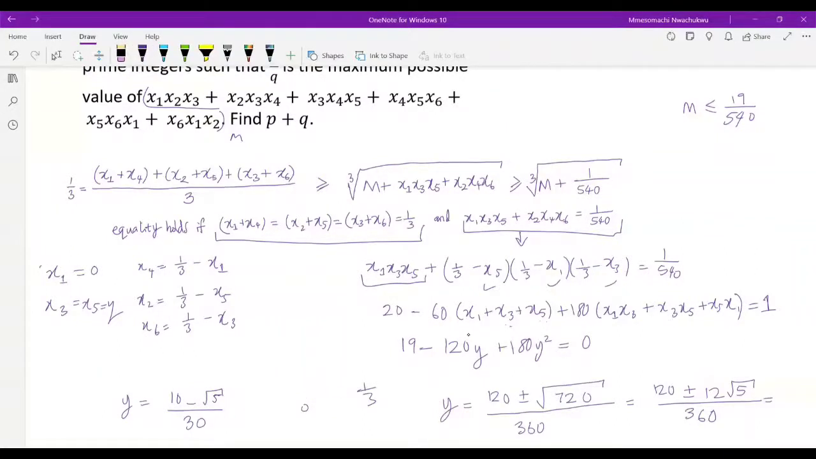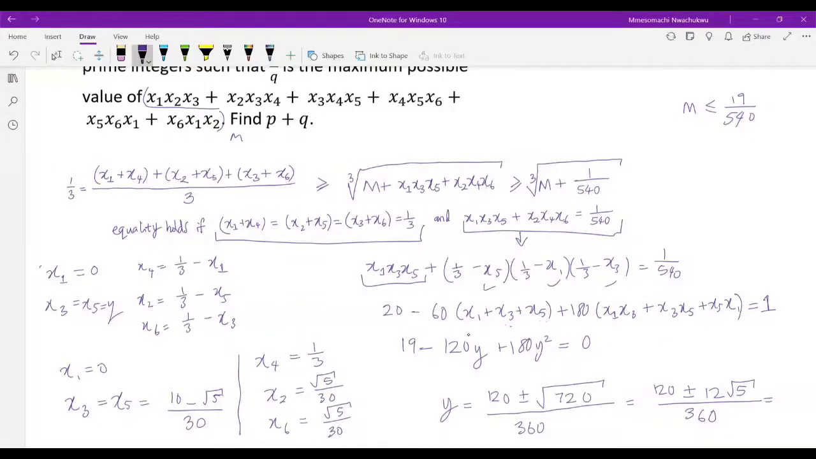So now it means if we fix x3 equals x5 equals 10 minus root 5 over 30, and x1 equals 0, what does this imply? It implies that x4, which equals 1 over 3 minus x1, is going to be equal to 1 over 3. x2 is going to be equal to root 5 over 30, and x6 is also going to be equal to root 5 over 30.